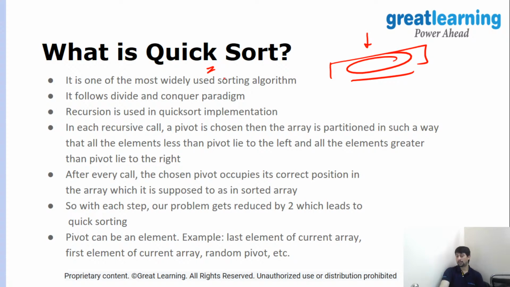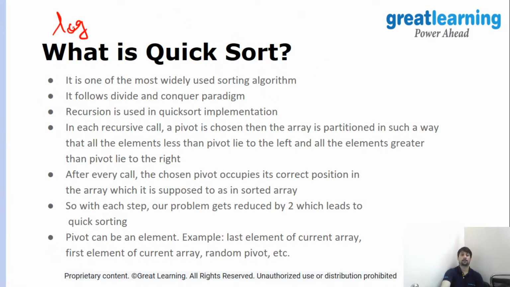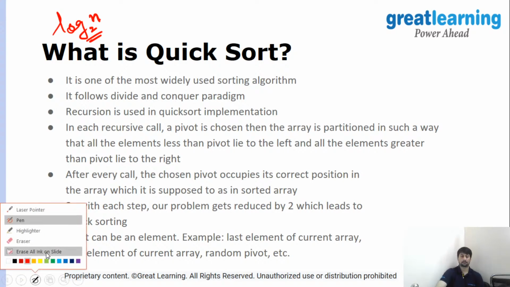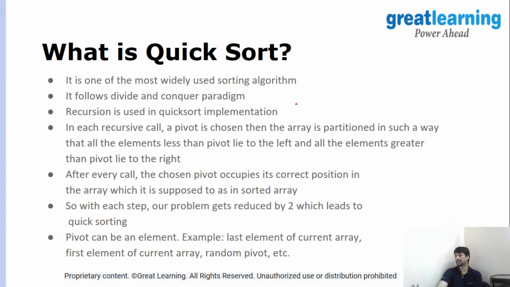One of the most commonly used algorithms is this quicksort algorithm. Why? Because it follows a divide and conquer paradigm, which is efficient as compared to our traditional sorting algorithms, like bubble sort, selection sort, or insertion sort. Log of n. Not n, Aditya, log of n. This is not n to the base 2, okay? So this is the time complexity.